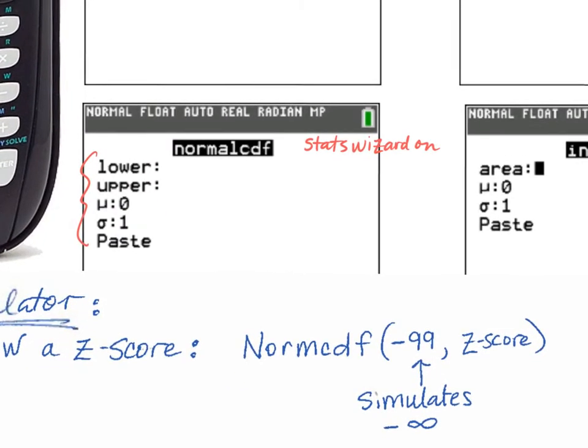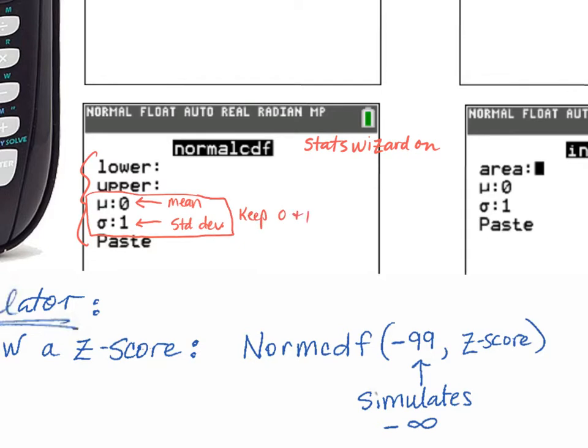And it'll say you need to do a lower bound, an upper bound, and then this stands for the mean, of course, and we want to always keep that at 0 because I always want you to standardize yourself. And this, of course, is your standard deviation, and we're going to always keep that at 1. So always keep that mean and standard deviation at 0 and 1 because I want you to keep into that habit of standardizing.